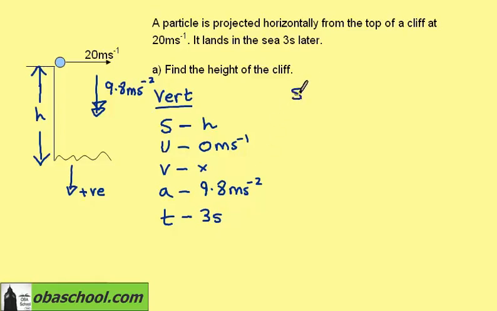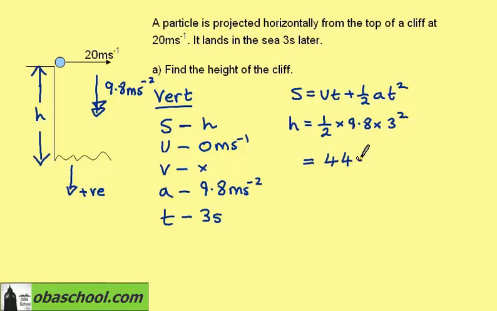If we look at the quantities involved, we can see that we can use s equals ut plus a half at squared. The height is equal to 0 times t, which is just 0, and a half times the acceleration times the time squared. And this comes to 44.1 meters. So the cliff is 44.1 meters high.